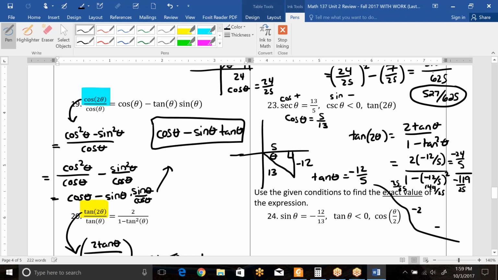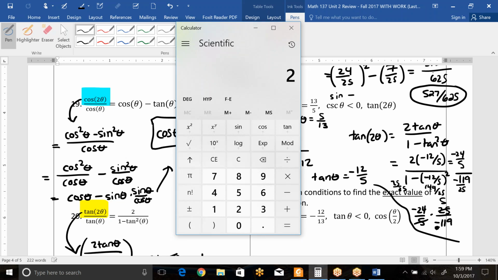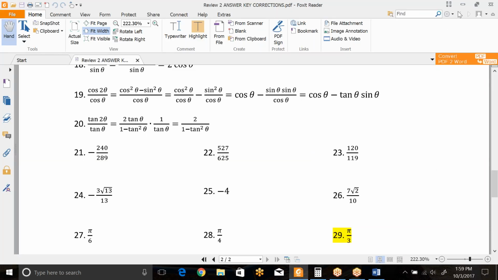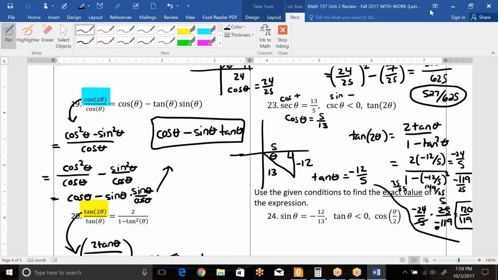So then we would have negative 24 over 5 times 25 over negative 119. So then we do still reduce that. So 24 times 5 is negative 120. So this is negative 120 over negative 119, so they're both going to turn out positive since it's two negatives. So there we go. Now that matches with that one. So 120 over 119. Okay, let's look at number 24.